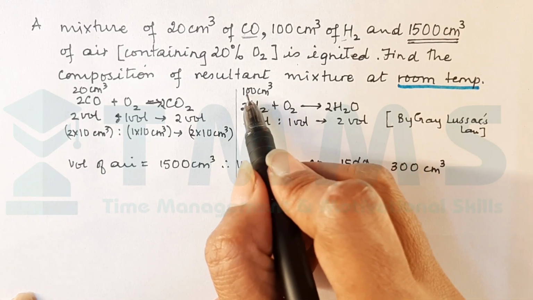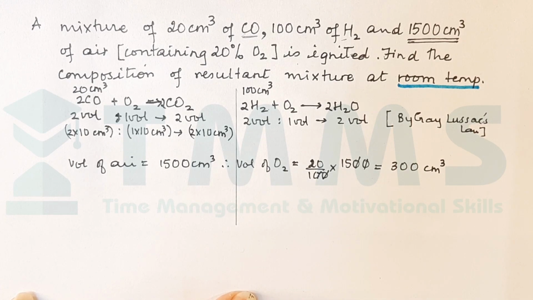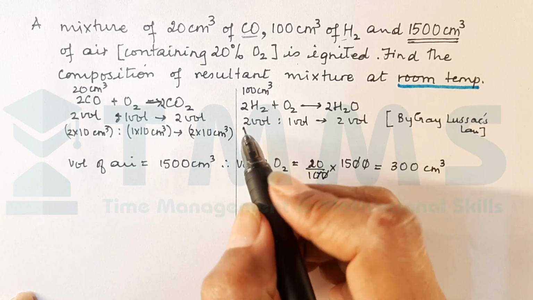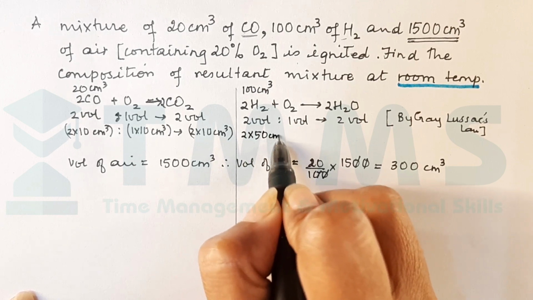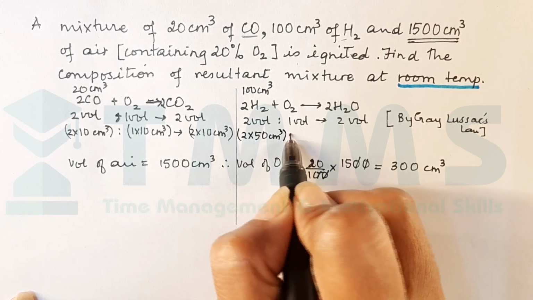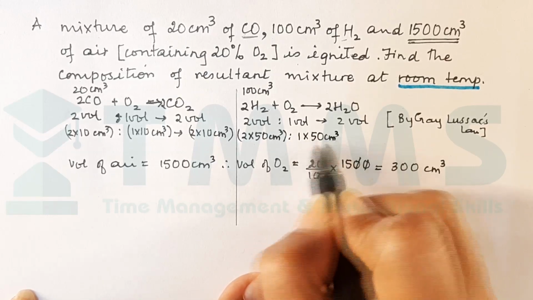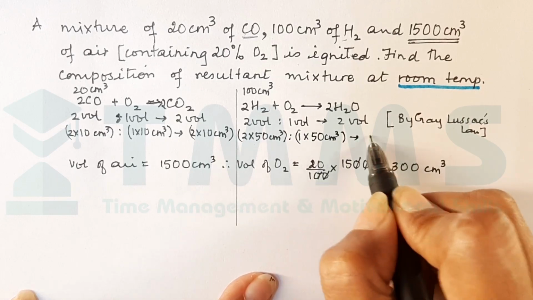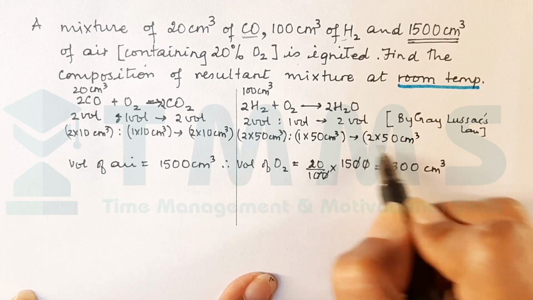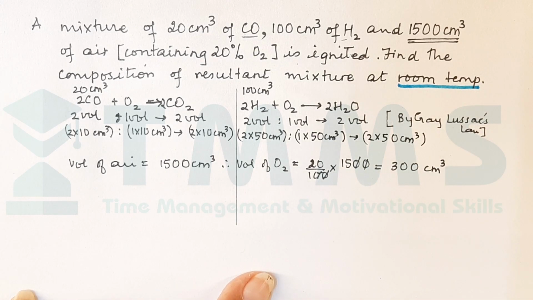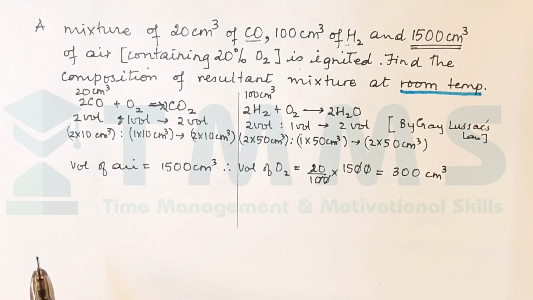Now here 100 centimeter cubes are 2 volume. So 1 volume becomes 50. You can do that mentally, right? So this will be 2 into 50 centimeter cube is to 1 into 50 centimeter cube gives us 2 into 50 centimeter cube. Got that? All right.